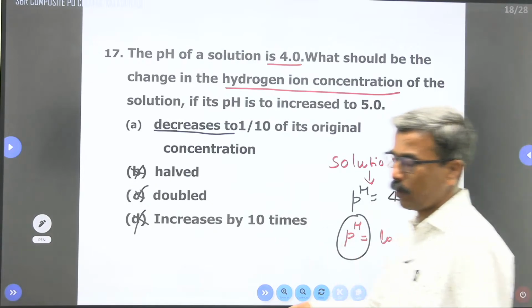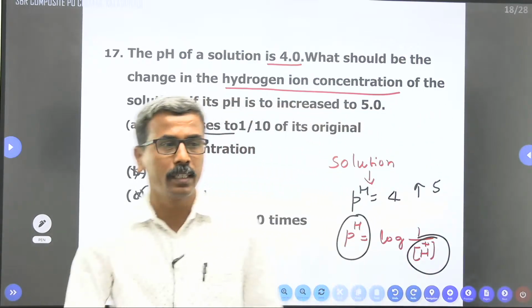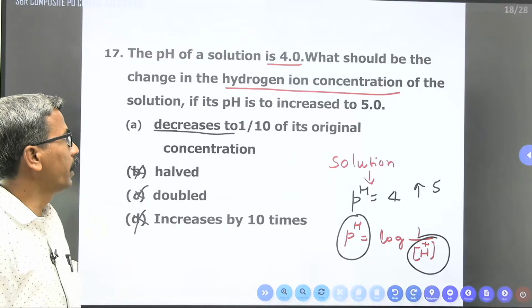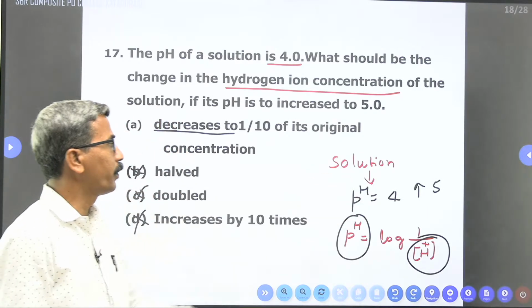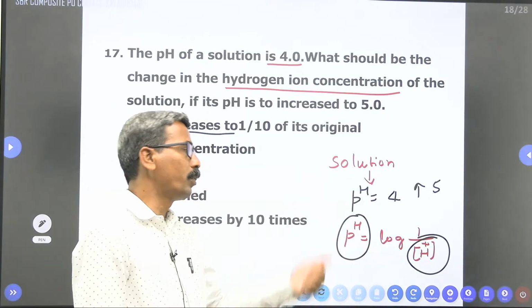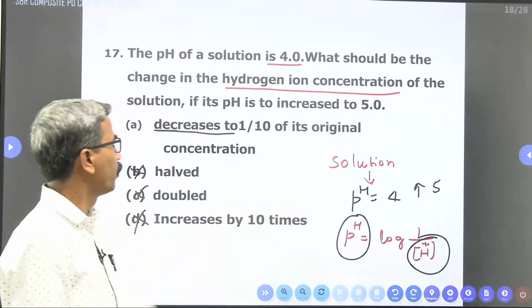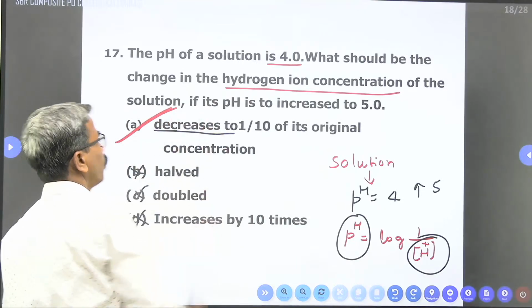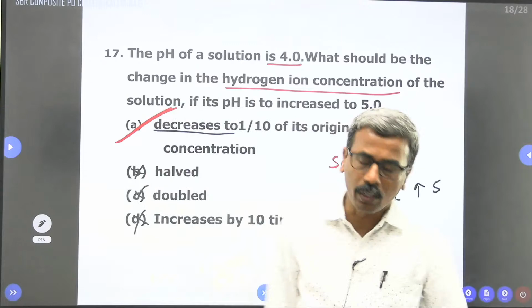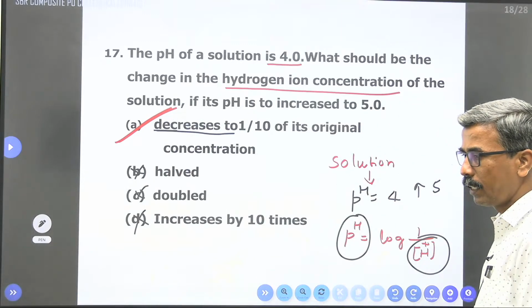So whenever pH changes by 1 unit, if the pH is increasing, the concentration will be decreased 10 times. If the pH is decreased by 1 unit, the concentration should be increased 10 times. That you are supposed to remember. So based on that, for question number 17, A is the correct option.